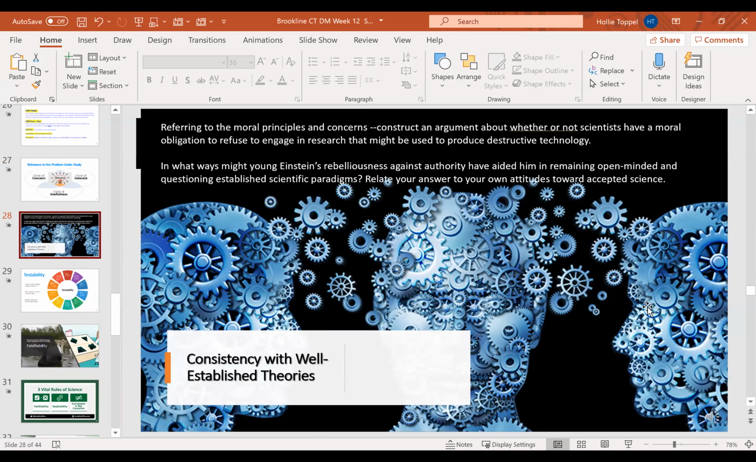Okay, a consistency with well-established theories. So what you need to do is refer to the moral principles and concerns and construct an argument about whether or not science has an obligation to refuse to engage in research that might be used to produce destructive technology. So with that being said, do you think that we have the right to research and to conduct experiments on AI that develop into destructive technology? Let you think for a second while I take a drink of my water.